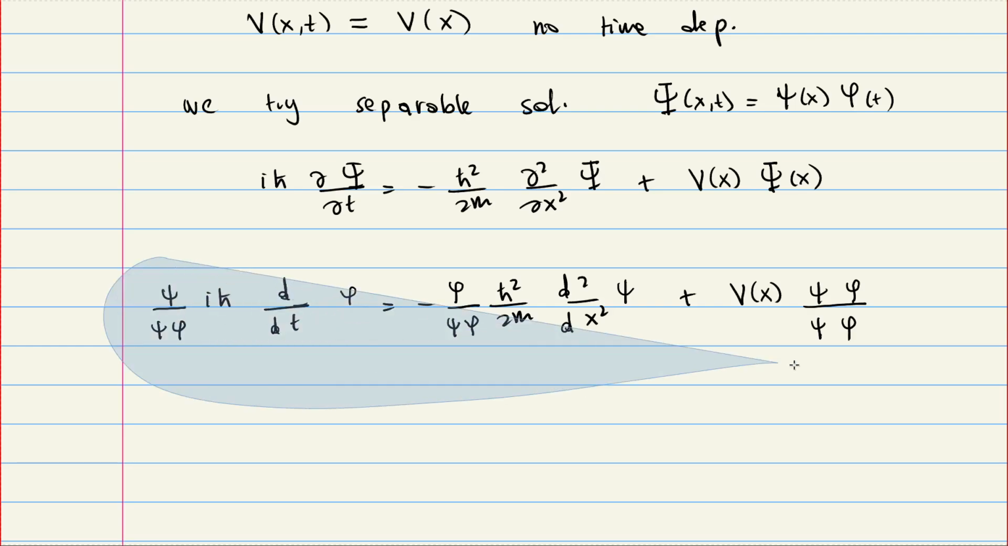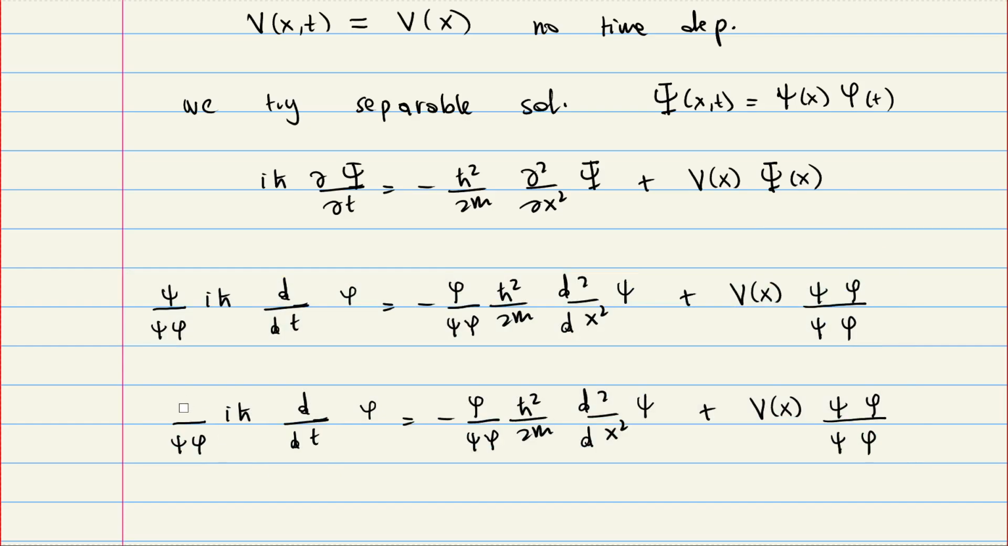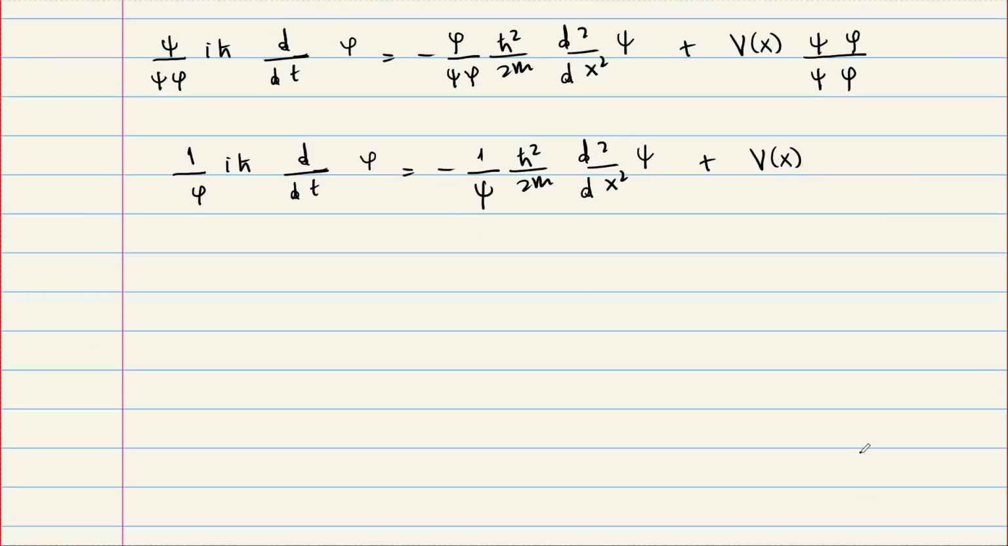So let me copy this entire thing. So cancel this. Cancel the phi's. So let me write it like 1 over psi and cancel this. Good. And now let me write it a little bit nicely. This is d phi dt, and this is d squared psi dx squared. Good.